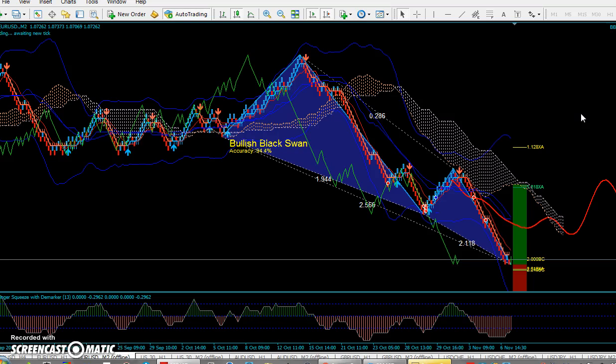Here we have the euro, and as you can see, we have this bullish black swan formation, which has been forming for a little while. I've been talking about it for a few days, and I'm going to show you how useful Renko is, because this formation is very rare, and it usually, as you can see here, gives you a very good result. The accuracy is 94%.